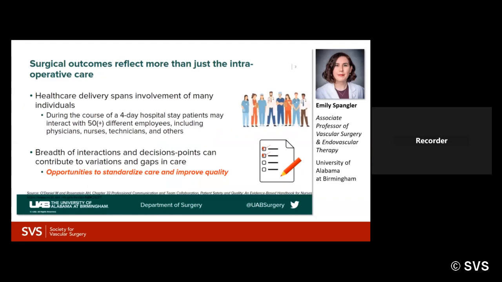Additionally, the landscape of healthcare is complex for our patients, and our surgical outcomes reflect more than just our intraoperative care. Indeed, healthcare delivery spans involvement of many individuals, with 50 or more people from many specialties and roles anticipated to interact with a patient over the course of just a 4-day hospital stay. The breadth of interactions, however, can risk variation and gaps in care. From these cumulative challenges, we have an opportunity with ERAS programs to standardize care and improve quality of care delivered.